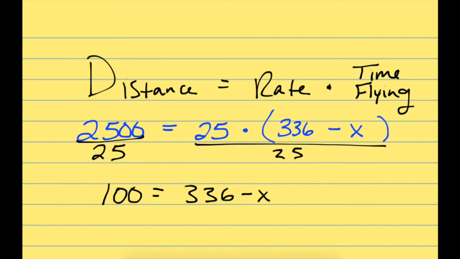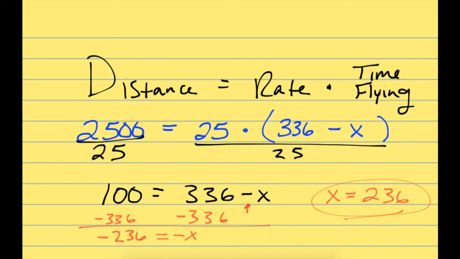Now, here's the tricky part. That 336 is attached to the x with a subtraction symbol, but it's a positive 336, so to get rid of it we need to add a negative 336. It's not about the symbol between them, it's about whether or not the 336 is positive or negative. So when we subtract, remember when we have different signs, we just subtract and take the sign of the bigger number. That gives us negative 236 equals negative x. So if negative 236 equals negative x, then x must equal positive 236. There's our answer.